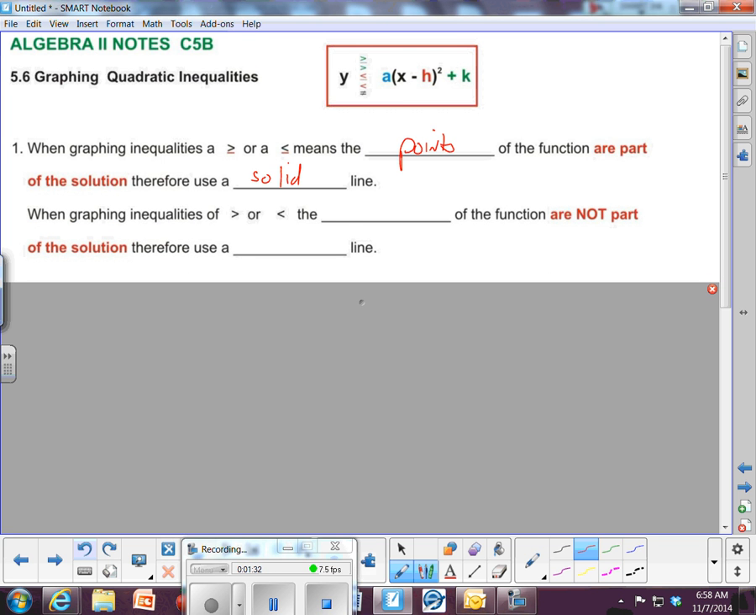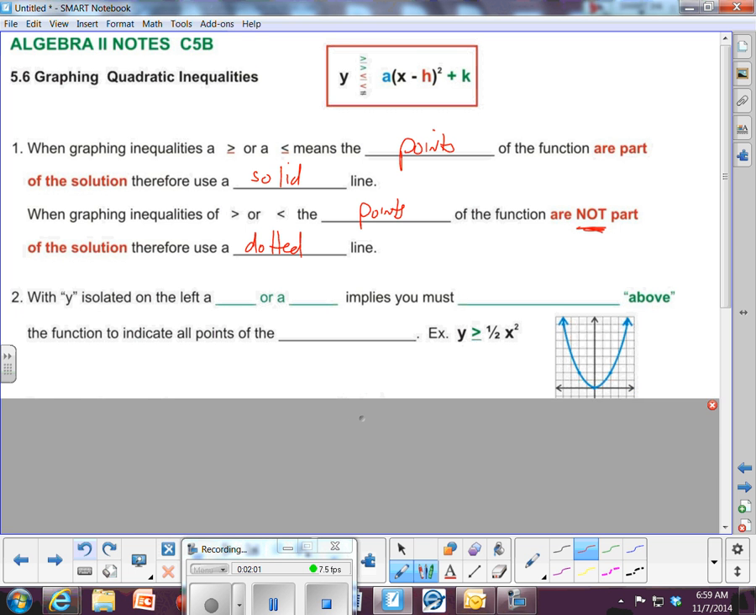Second statement, when graphing inequalities that are greater than or less than, the points of the function are not part of the solution. Therefore, what do you use? Hopefully you remember, a dotted line. Why dotted? The points are not part of the solution. The points of the line are the equal to part. Things that are greater than are not equal to. Things that are less than are not equal to. And therefore we use a dotted line.